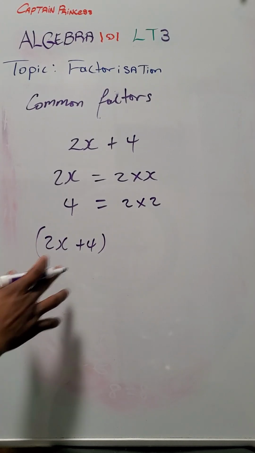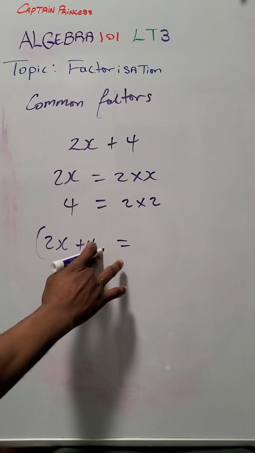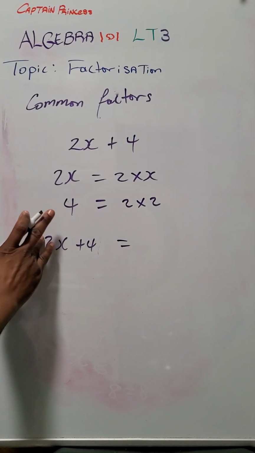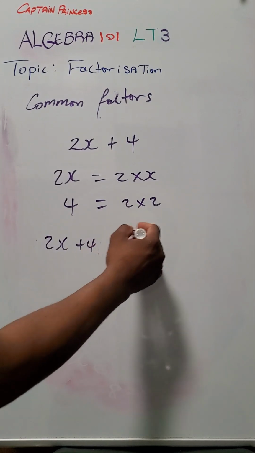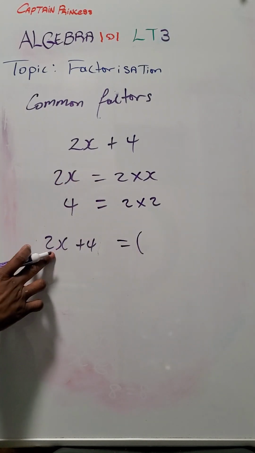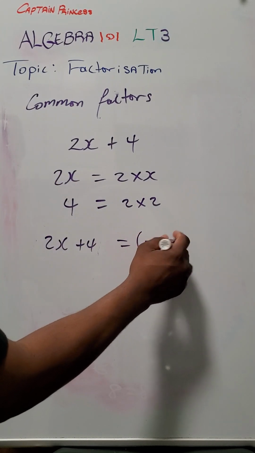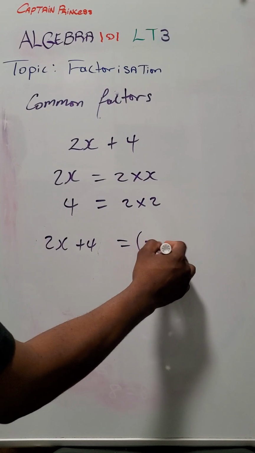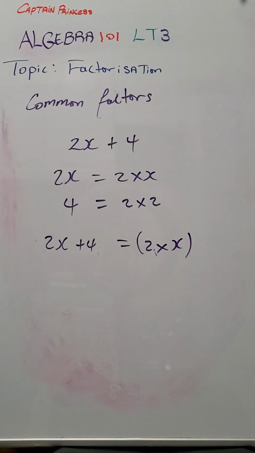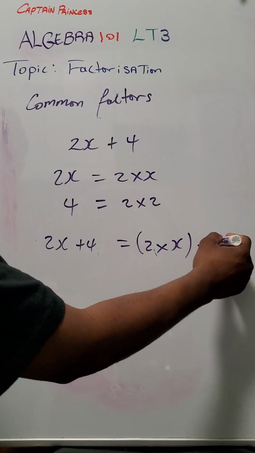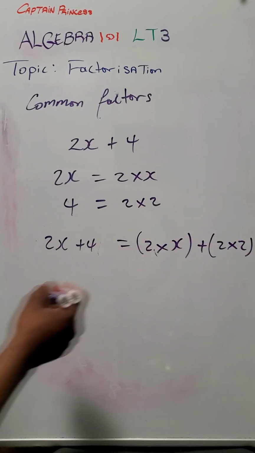Then what we will have is this. Let us remove the bracket for now. Now what we will have is, for this, 2x, or 2 times x, and for the plus 4, we will have 2 times 2.